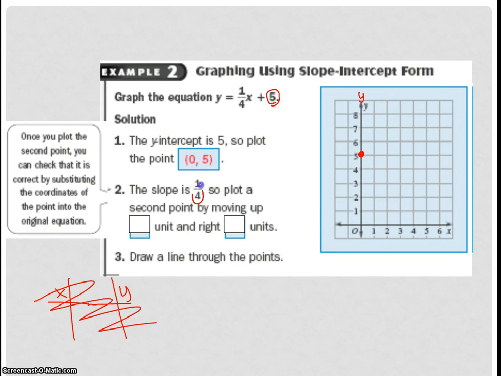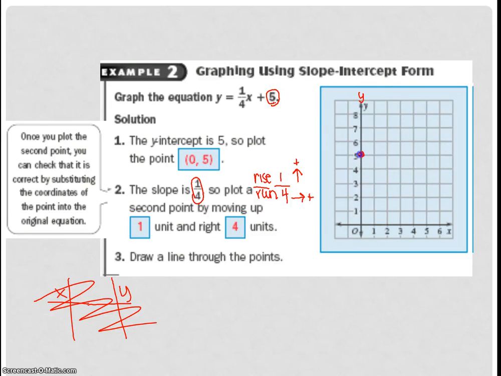The slope then is 1 over 4. So plot a second point by moving up and right. Why up and right? Because the slope is a fraction, and remember, we have rise over run when we talk about slope. Because it's a positive 1, we go up. Remember, positives are going up. And because it's a positive 4 in the denominator, we go to the right. So we're going up 1, right 4.